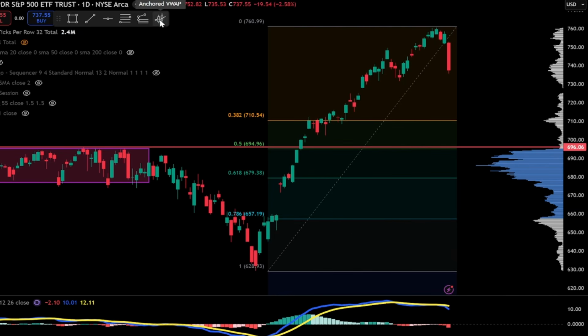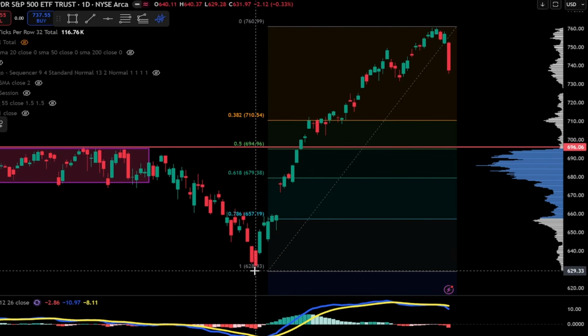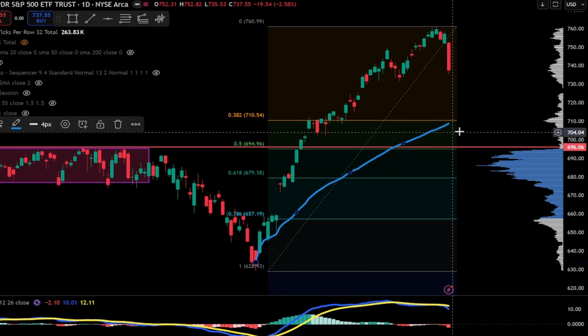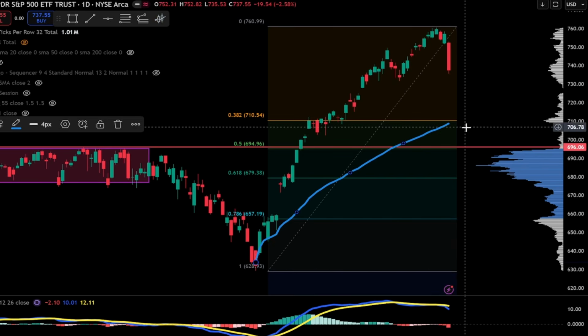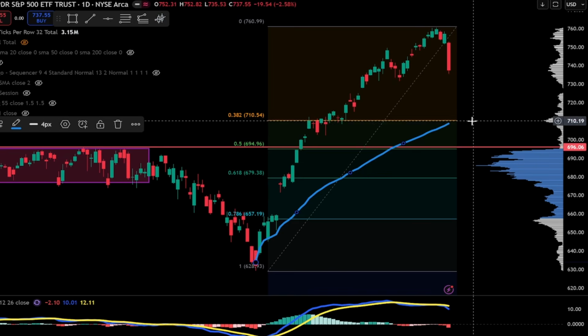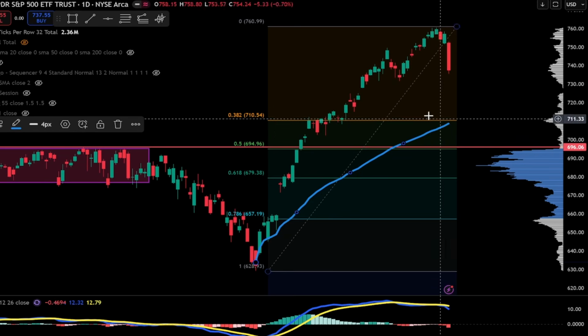What I want to do again, I want to go ahead and grab the anchor VWAP right down here from the low, which makes logical sense. And notice we are miles and miles away from that anchored VWAP. We can actually see the anchored VWAP is very close towards the 38% retracement, which could provide a very logical target location in the future.